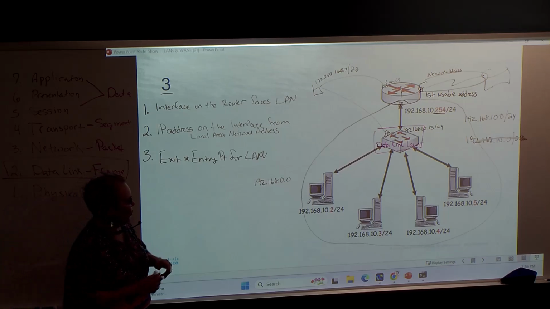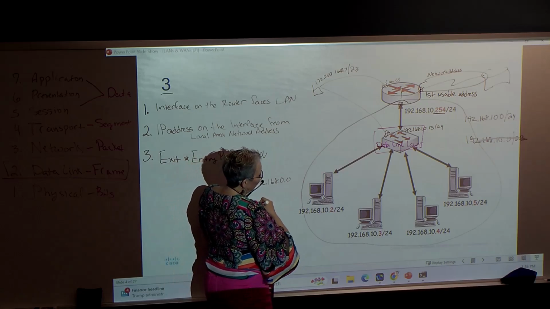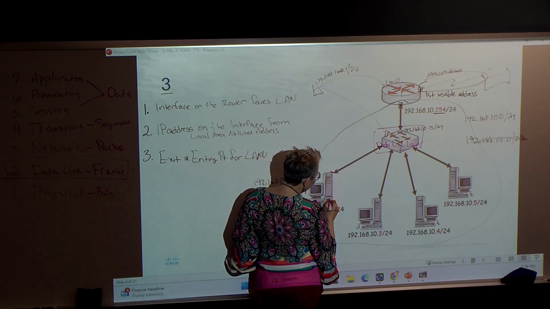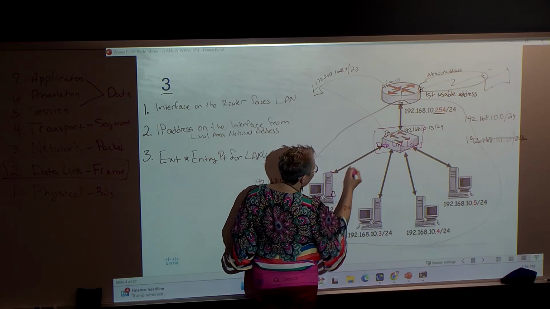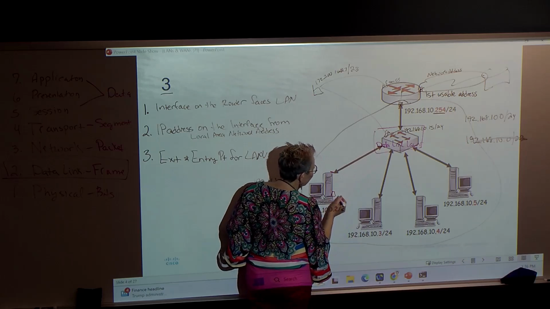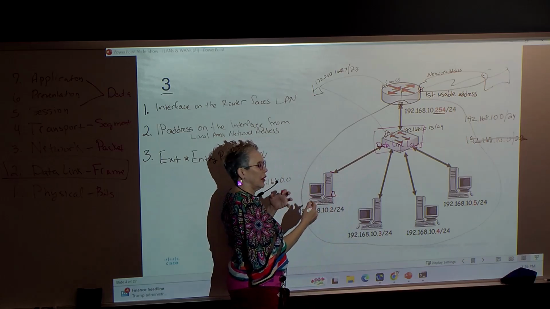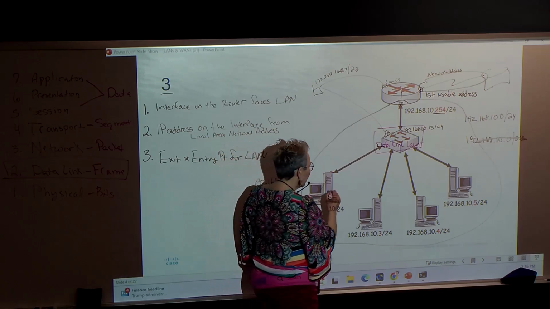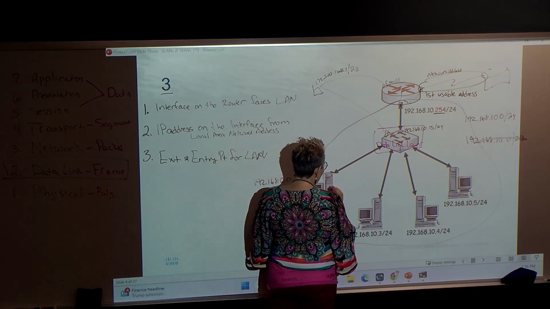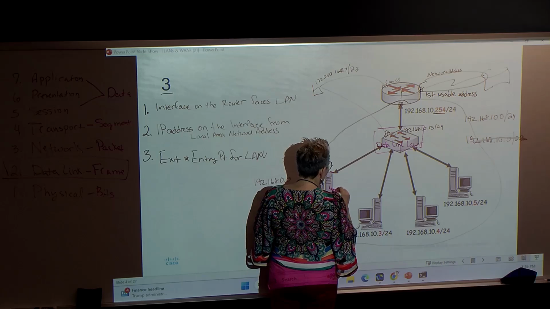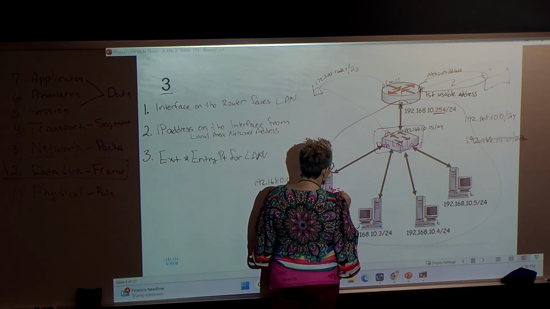Austin brought up the NIC card, right? So these computers have a NIC card in them. When this is plugged in, the NIC card functions at the physical layer, but it's also got a layer 2 job. So it's got a layer 1 job and a layer 2 job.